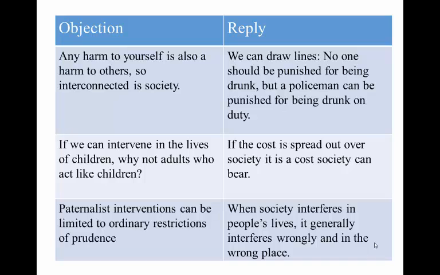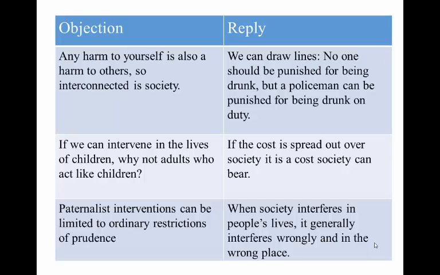The other thing that happens in the 4th chapter of the book is that Mill deals with objections and replies. We'll end this section by looking at these and skip the last chapter on applications. So, here's an objection. Any harm to yourself is a harm to others. That is how interconnected society is. Mill replies that we can draw lines. A nice example, no one should be punished for being drunk, but a policeman can be punished for being drunk on duty.